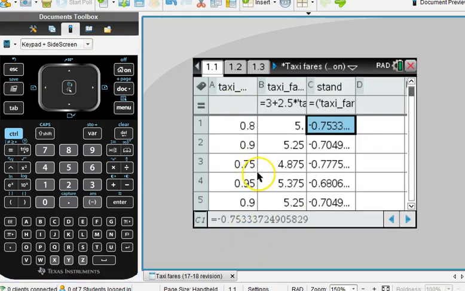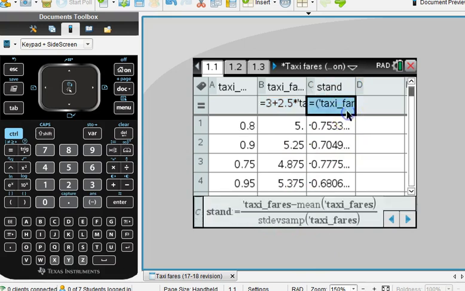okay, here are the taxi miles, here are the taxi fares, and these are the standardized scores or the z-scores for all the taxi fares. So you see right here, I took taxi miles times 2.5 plus 3 and I got all the taxi fares. And here are the z-scores. I took the taxi fares minus the mean of the taxi fares divided by the standard deviation of the taxi fares and got all the z-scores.